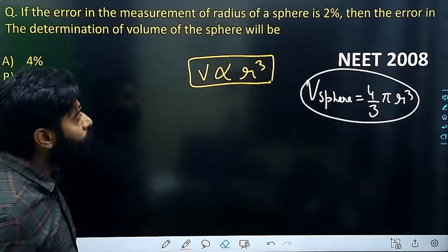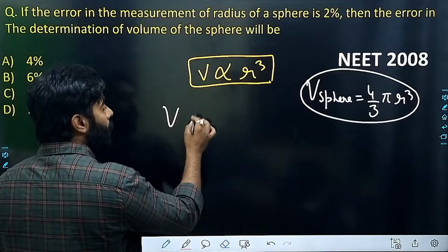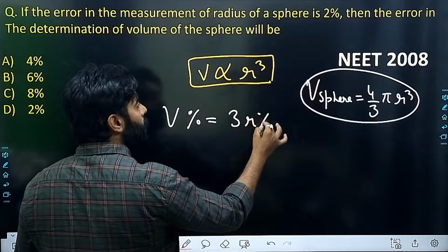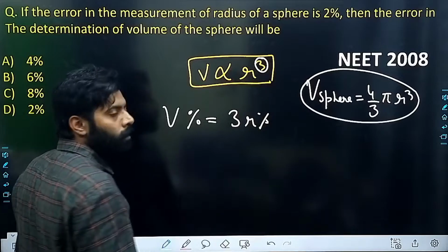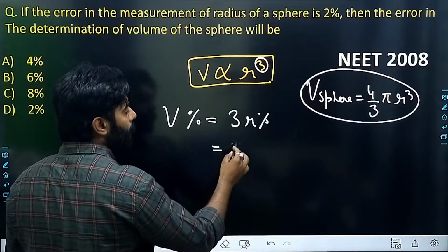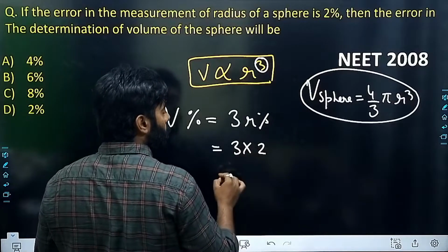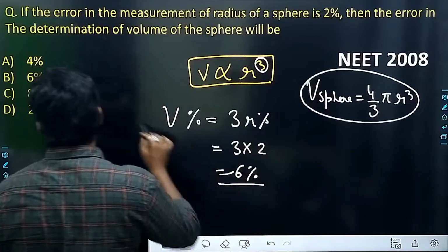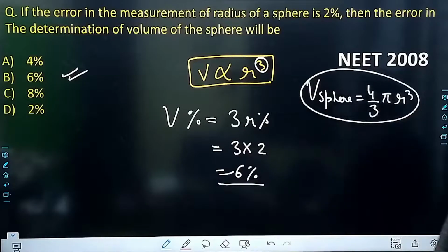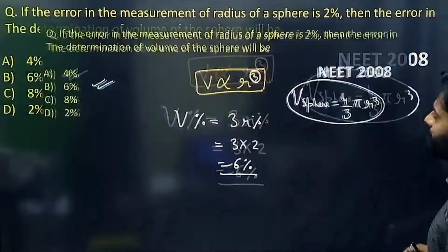So volume is directly proportional to r cube, right? And we know that if we want to find the error percentage in volume, then we can easily find it by 3r percentage. The power must come down and we'll be getting 3r, and that will be 3 into 2, which comes out to be 6%. So the error is 6%. This is so easy that you can get this correct.